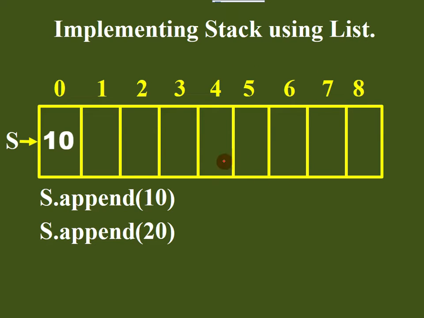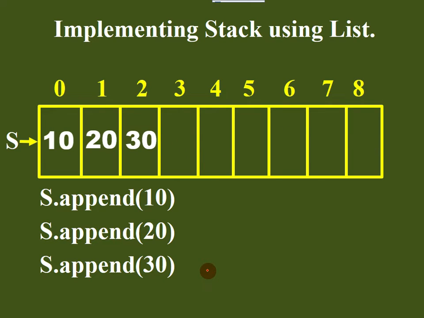So s dot append within bracket 20. So 20 is appended to the list, that is, 20 is inserted at the top. So now this is bottom of the stack, this is top of the stack. Let me insert one more element 30. The statement is s dot append within bracket 30. So 30 is appended to the stack, that is, it is inserted at the top.